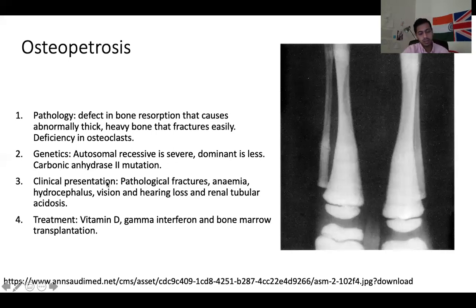Treatment for osteopetrosis is vitamin D, gamma interferon, which are starting to have more promising effects on prognosis, and also bone marrow transplantation. Vitamin D is used because it appears to stimulate dormant osteoclasts, and that can sometimes help in ensuring a good balance between osteoblasts and osteoclasts. And as I mentioned, gamma interferon is being used more often these days, and that's because it has more long-term benefits as well.